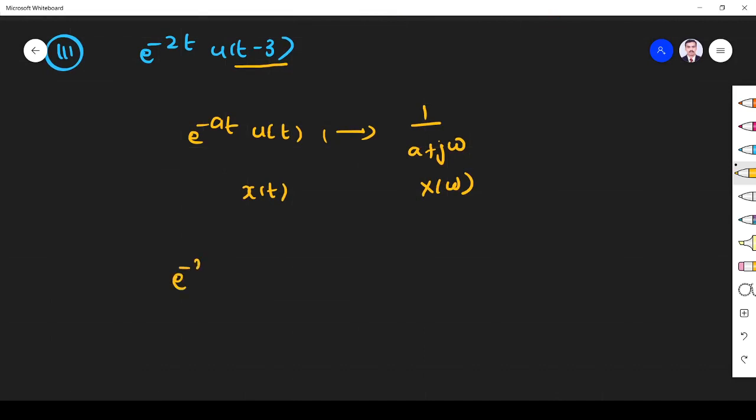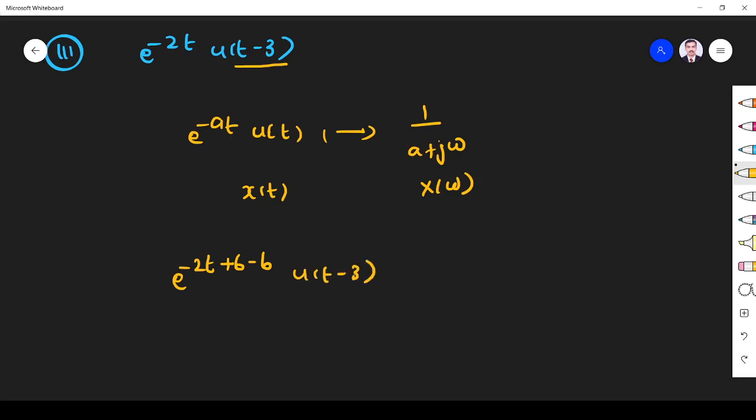In e power minus 2t, I add plus 6 and minus 6. Clear or not? Why am I adding? Then only I can take 2 outside, and then it will become t minus 3. Clear or not? So that's why I am adding like this, into u of t minus 3.